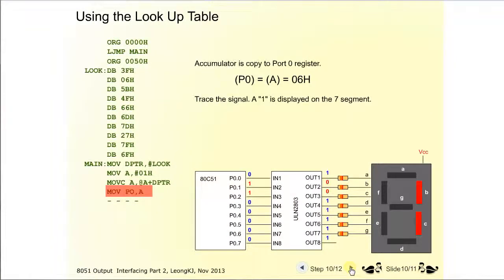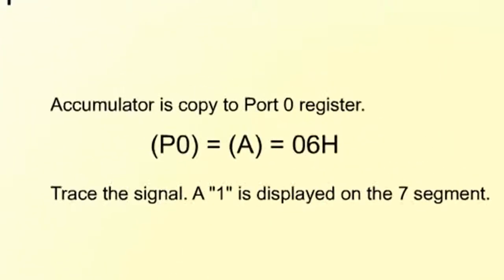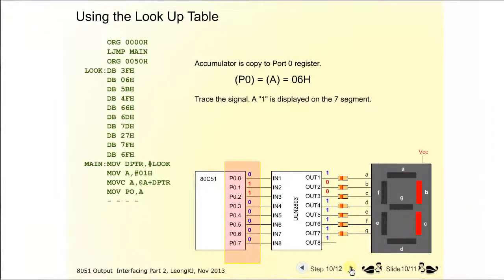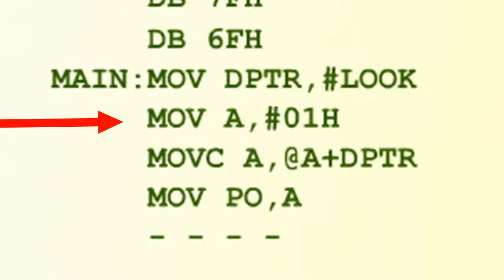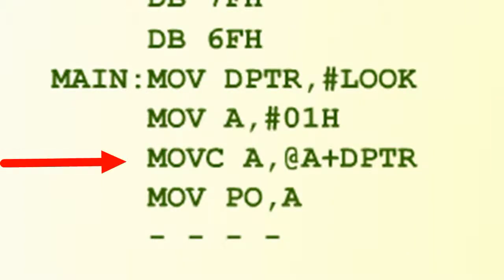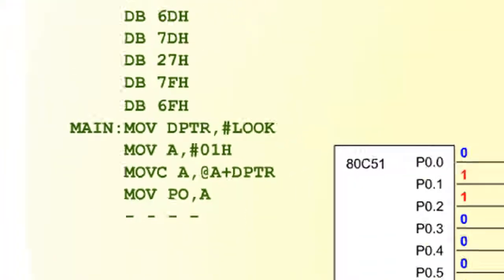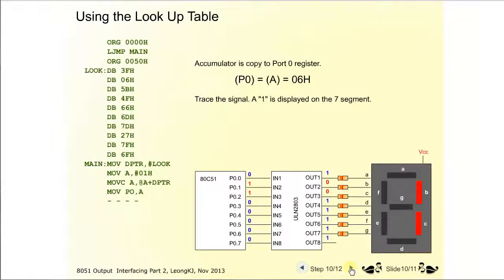The next instruction copies the accumulator to port 0. Port 0 becomes 06. Trace the signal. The number 1 is displayed. Therefore, to display 1, simply copy 1 to the accumulator. This instruction will pick up the data from the lookup table. The data from the lookup table is then sent to port 0. This results in the display of 1.